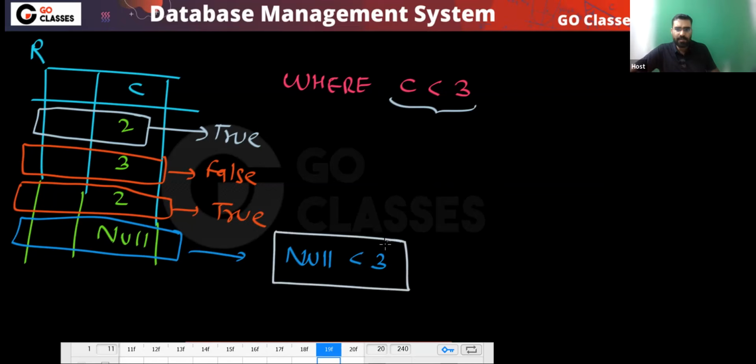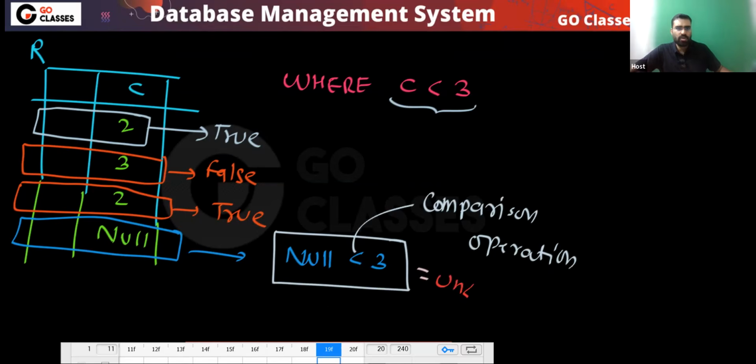You can notice this is a comparison operation. A comparison with a null value is null or unknown. So that is unknown. This unknown is another truth value, a third truth value.